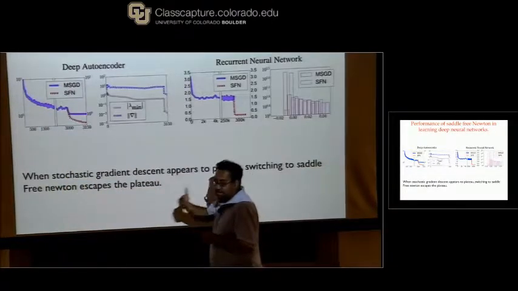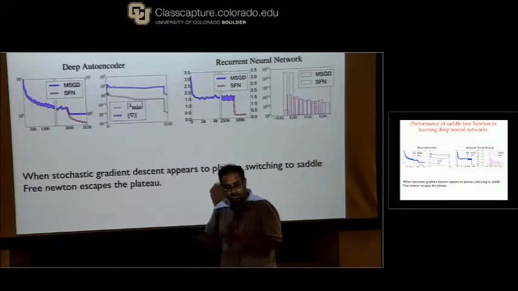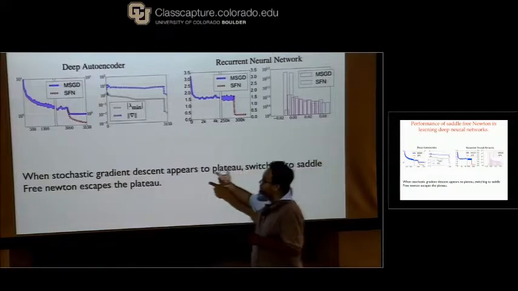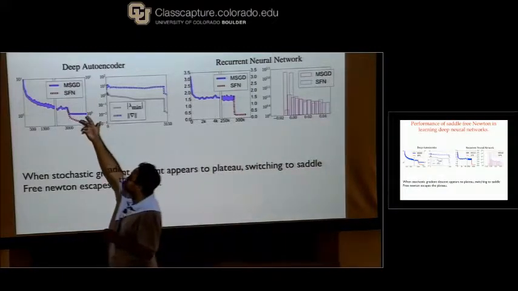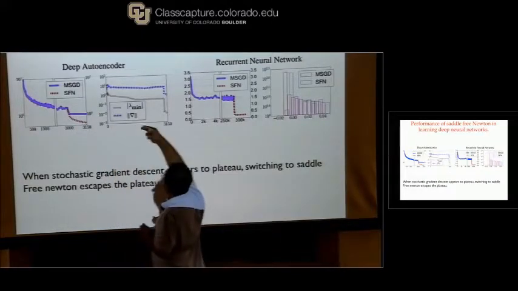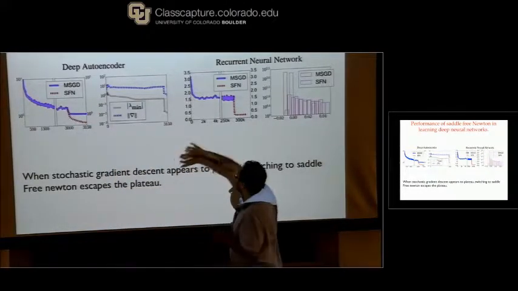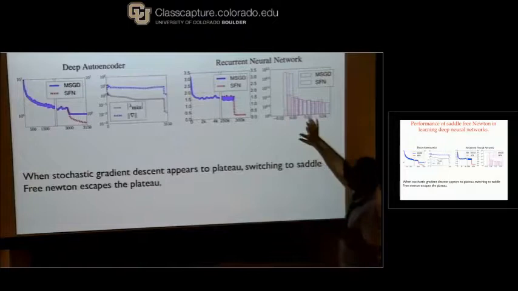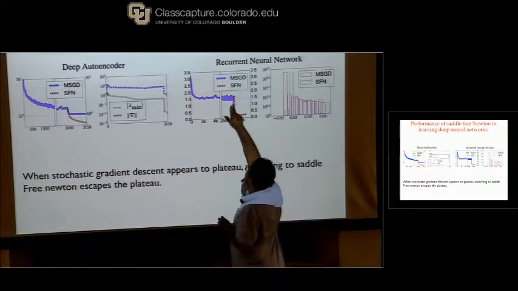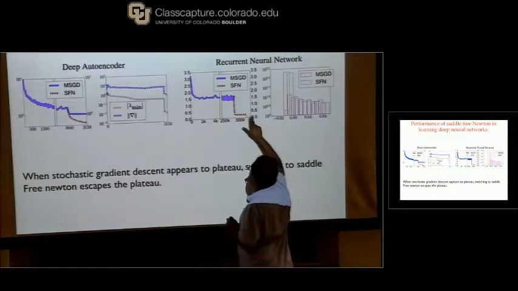Now, because the error fell into a plateau, you might think that you're at a local minimum, right? But if you switch to what we call the saddle-free Newton method, you find that the error suddenly goes down, both for a deep autoencoder problem and even a recurrent neural network trained to solve a sequence prediction task, right? So here's the same thing. You have a plateau, then you switch to saddle-free Newton, and it also drops.